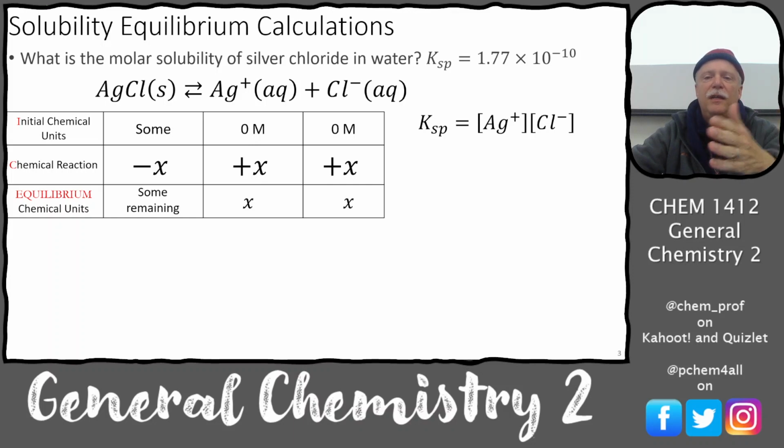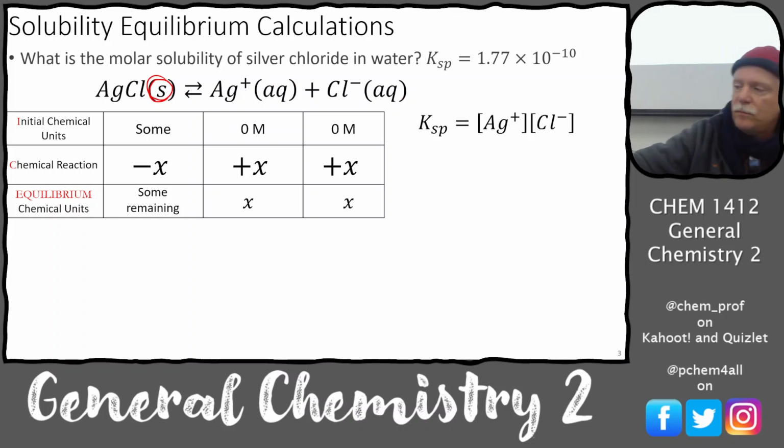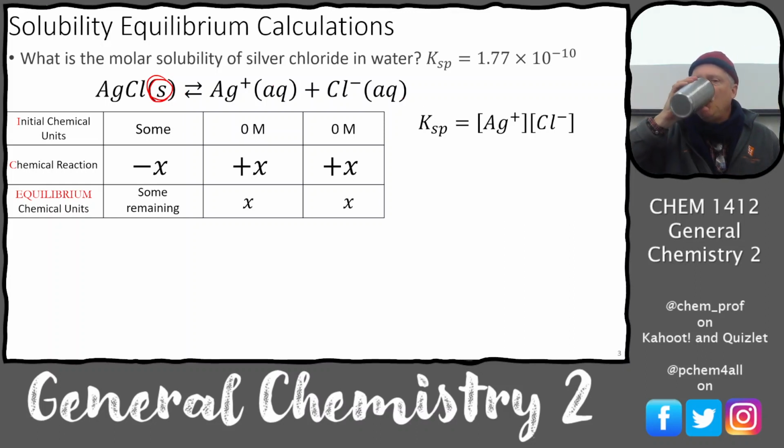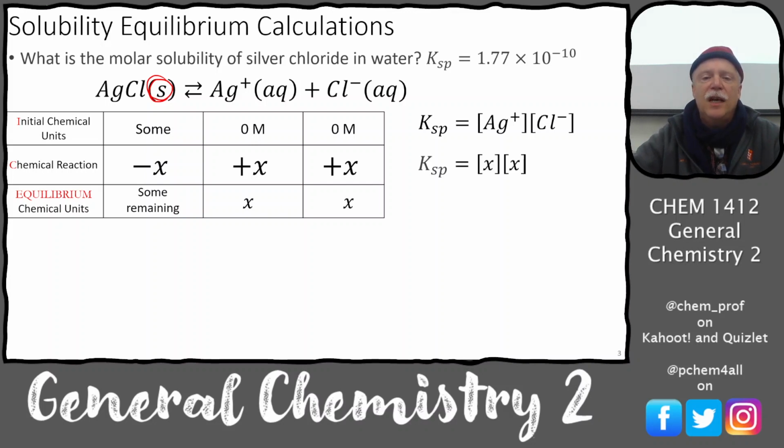The KSP is equal just to the aqueous pieces. So that's your equilibrium constant. We do not include the solid. So this is not in the equilibrium constant expression. And the reason it's KSP, that stands for solubility product. It's a product of two numbers, the two aqueous numbers. So we have X times X for those variables, okay?